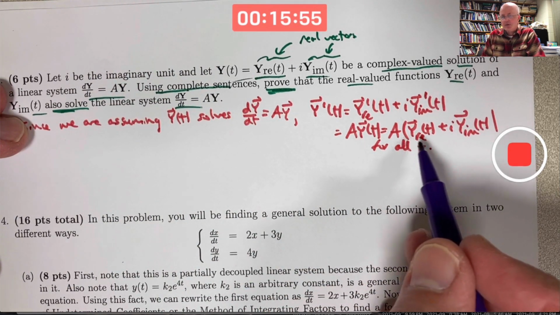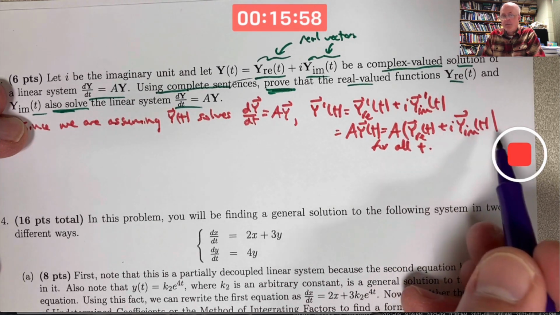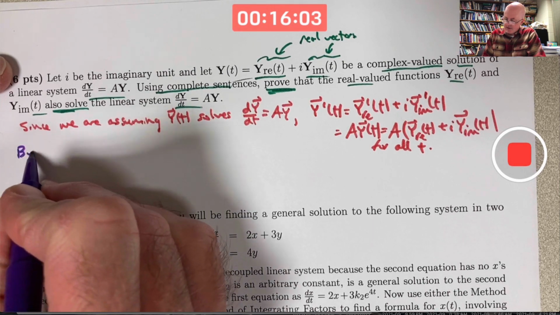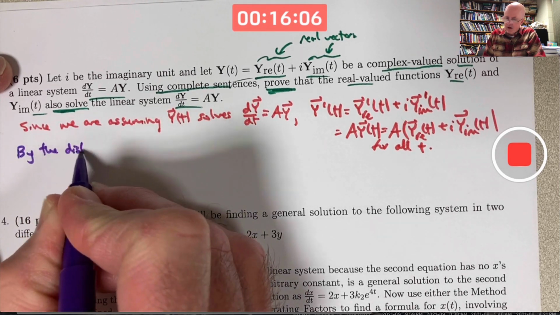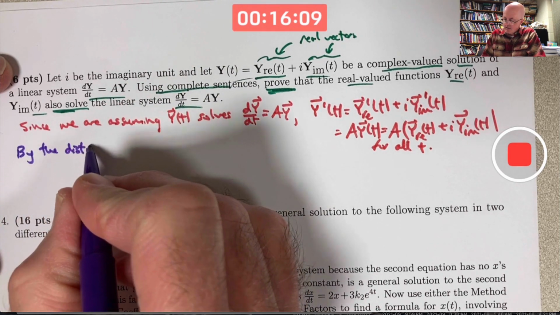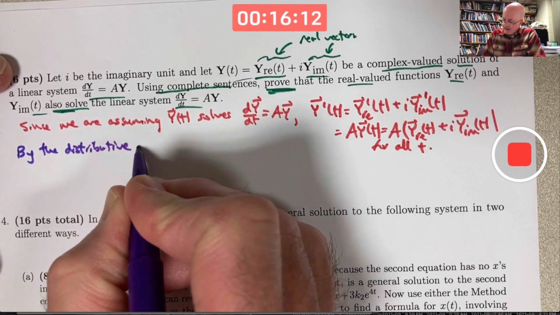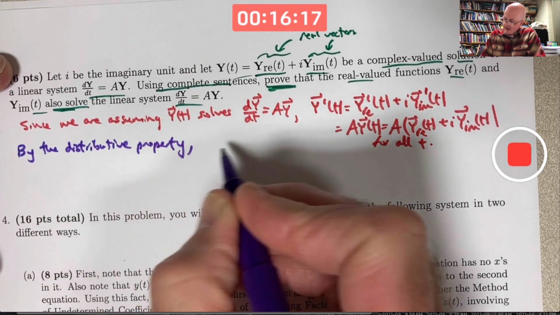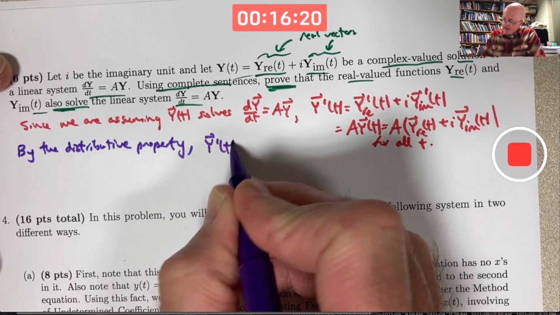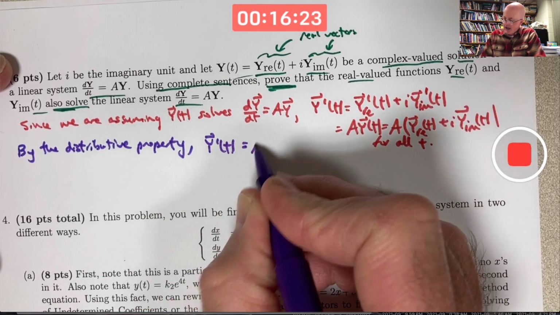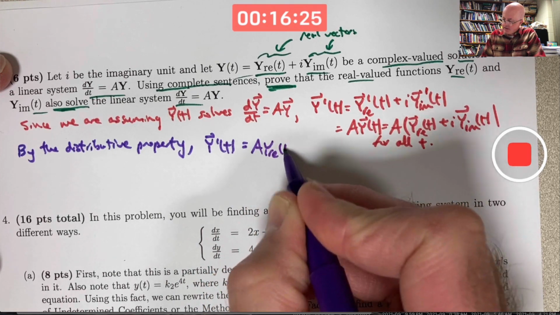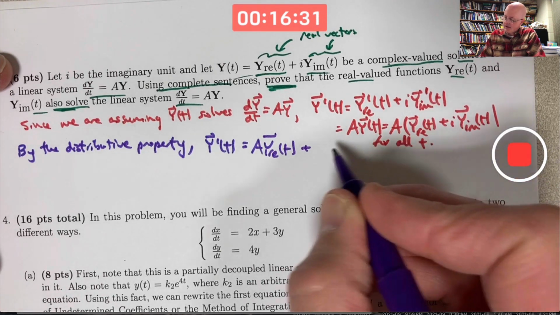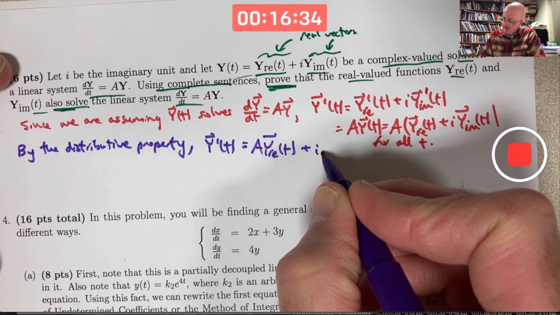I hope it feels natural to try to use a distributive property here to distribute the A matrix through the parentheses there. And that certainly can be done. You can say by the distributive property of a matrix times a sum of vectors. And yes, you can use this property. You don't have to prove it from scratch. We can say capital Y prime of t is this, but that's going to be A times y RE of t plus A times i times y IM of t, and we can also factor out the i, that's a property.